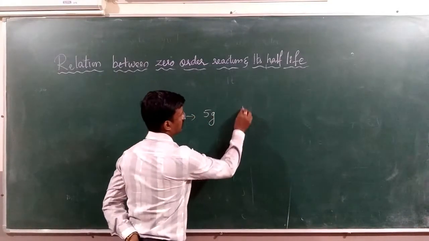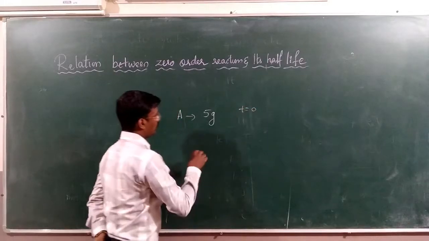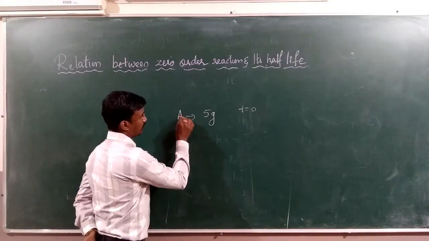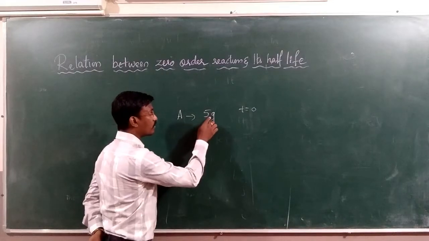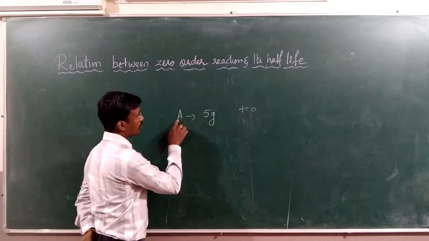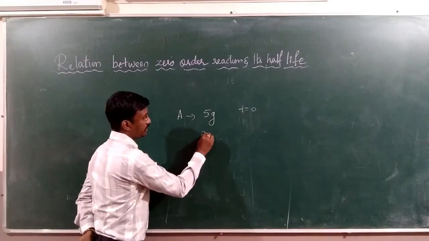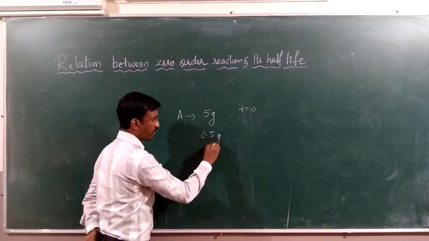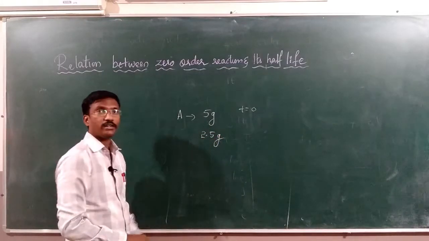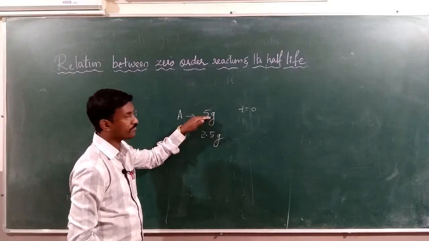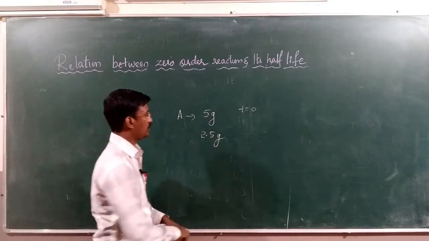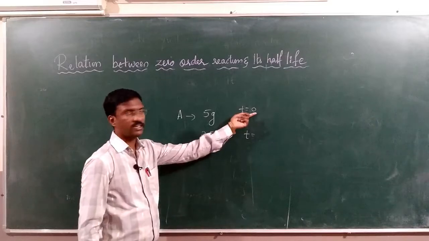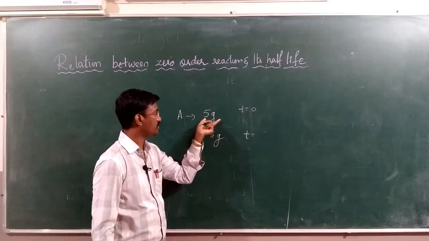When the time is 0, we are taking this compound as the reactant. The time required to convert the 5 grams of compound A until it becomes exactly half, half of 5 grams is 2.5. How much time does it take to reach exactly half of the initial concentration? Initially, at time 0, it is 5 grams.